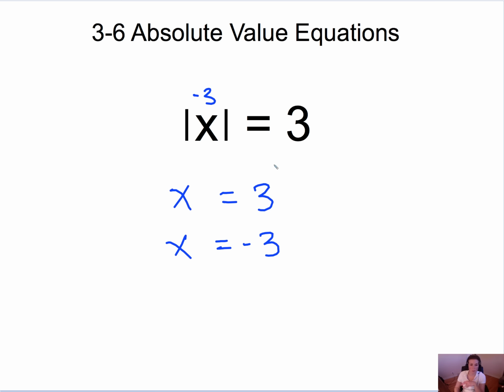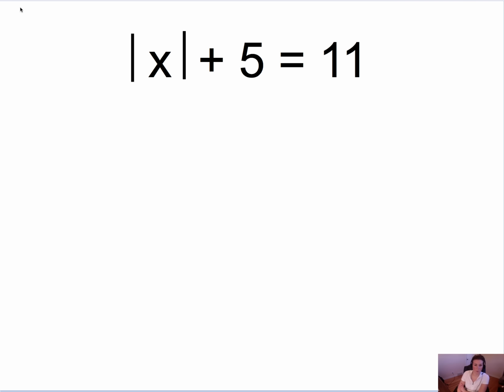Okay, so when we get into these problems, whatever's within the absolute value symbols, we want to get that by itself because then we can see what that's going to be equal to. Let me show you what I mean with this example. We have the absolute value of x plus 5 equals 11. Like I just said, we want to get the absolute value of x by itself because once that's by itself, I know that there's going to be two solutions to that answer.